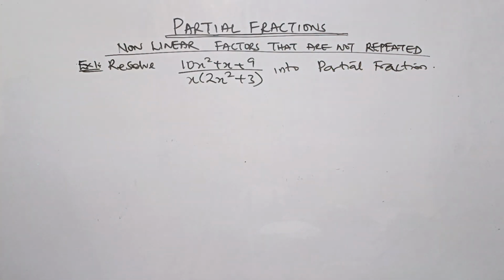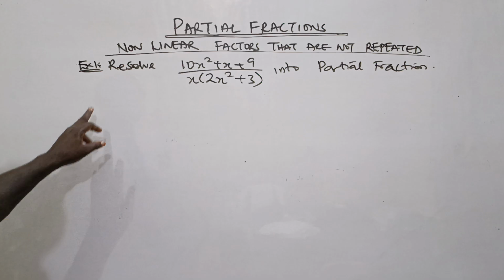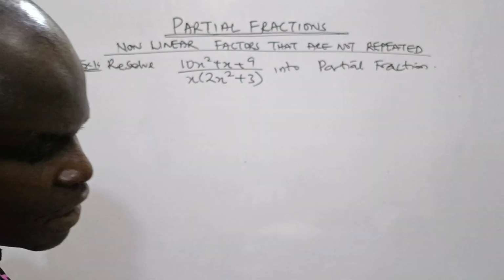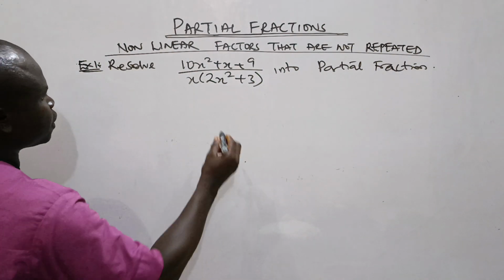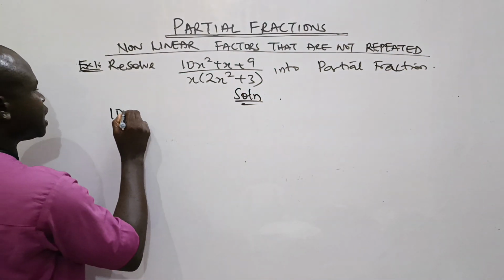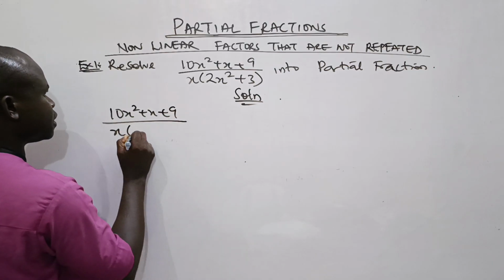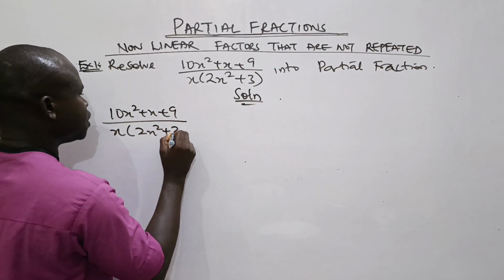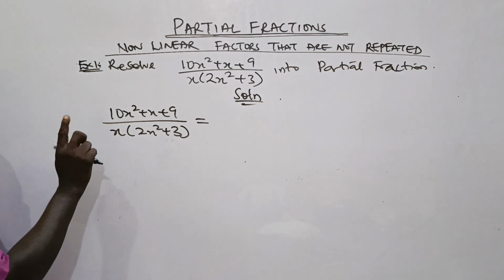Today, we want to look at the type 3 partial fraction, where we have nonlinear factors that are not repeated at the denominator. Look at what we have on the board. We are given 10x squared plus x plus 9 all over x into 2x squared plus 3. We want to resolve this into partial fractions. Of course, x is just a factor.